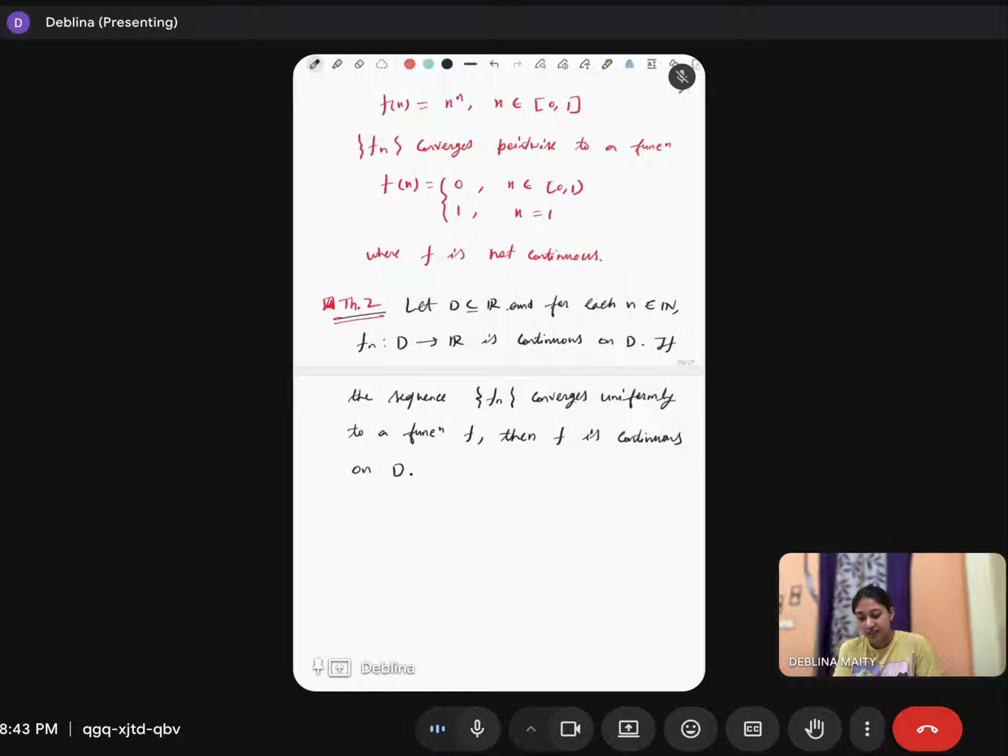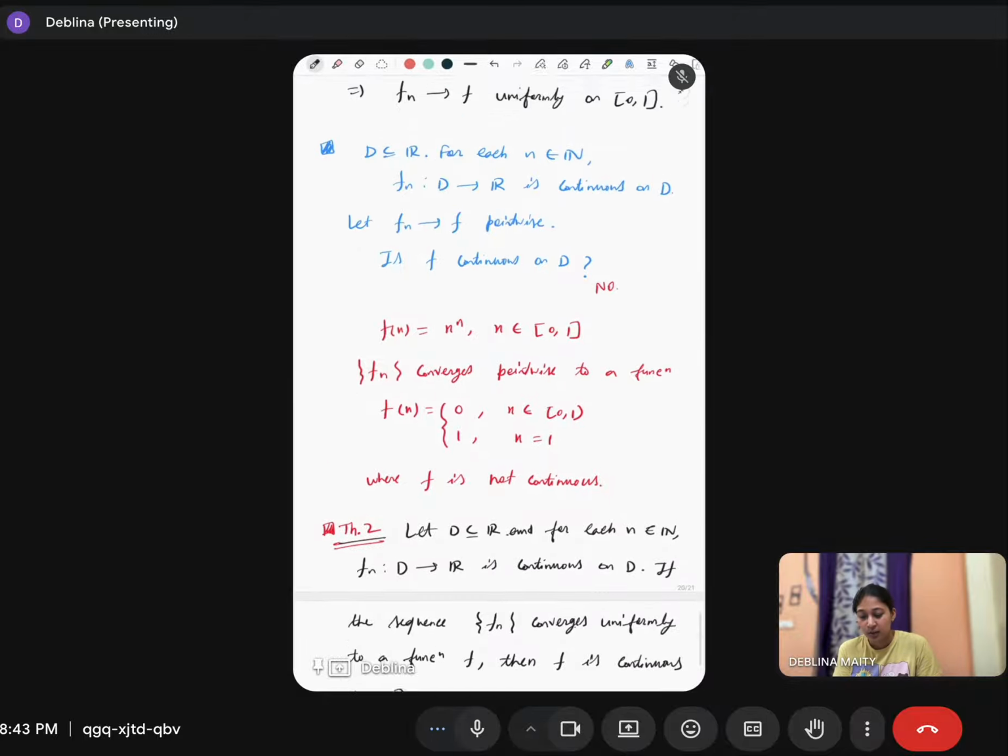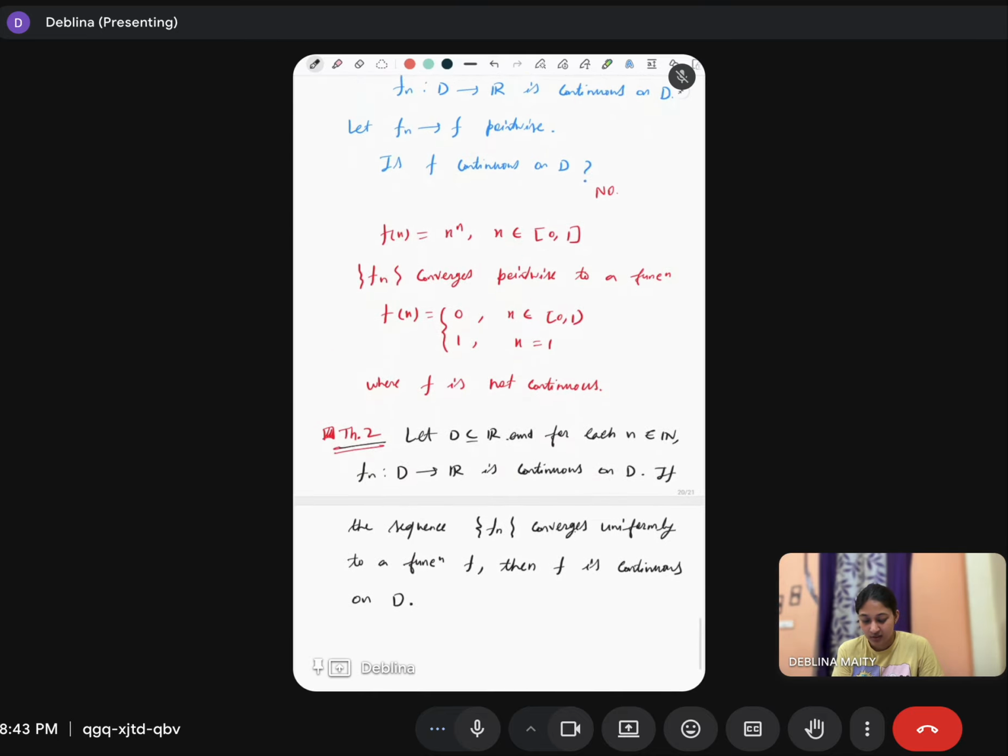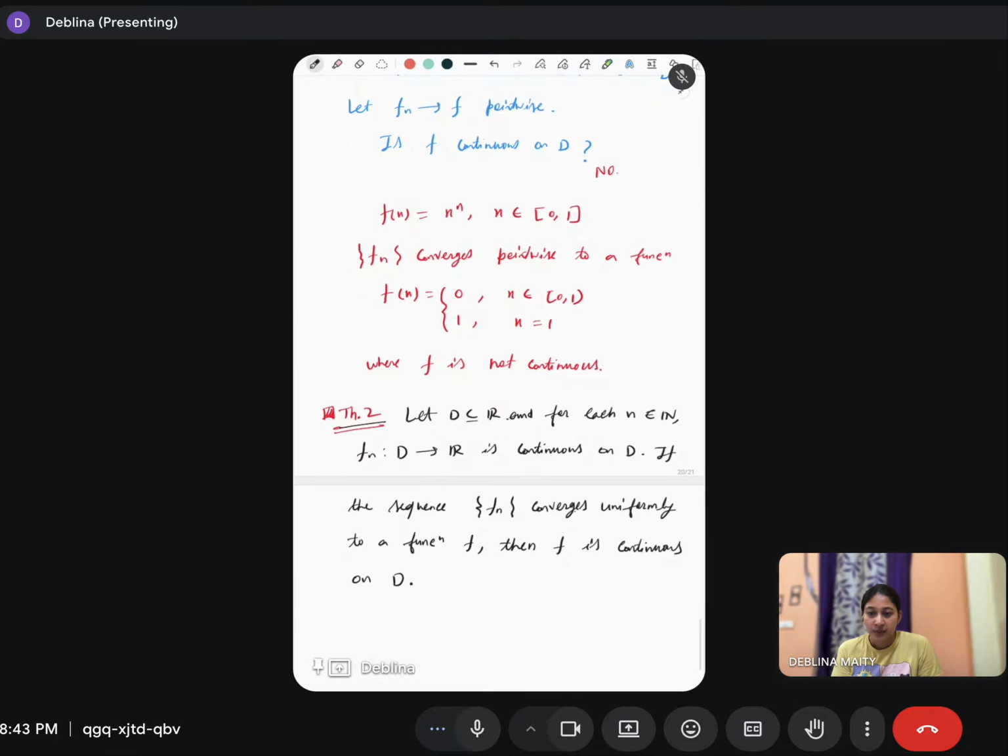So in this problem solving session, we have discussed pointwise convergence and uniform convergence of sequences of functions, right? So okay, we'll end this session here.